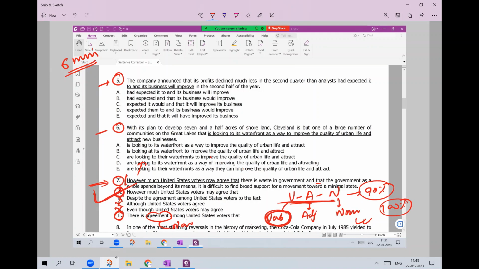Now, in question number 7, what? Shouldn't E also not be the correct answer because it should have been there as an agreement? You can say that. Yeah.